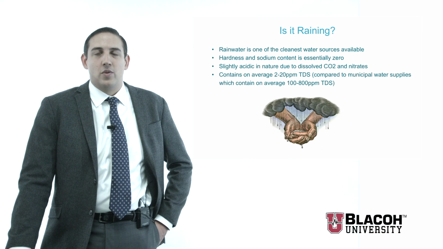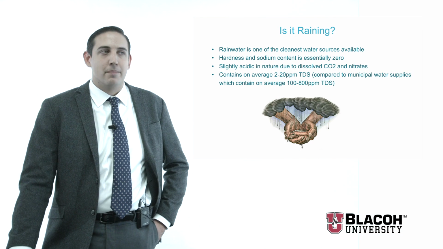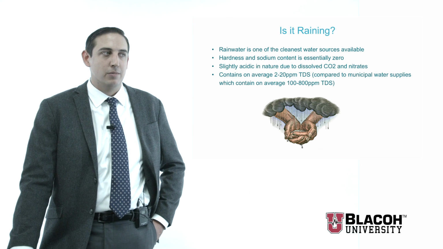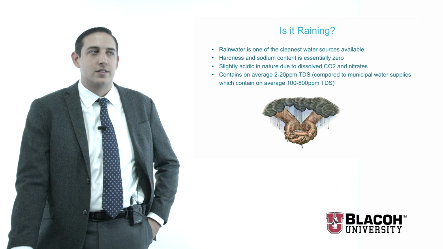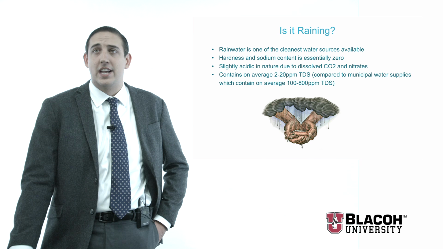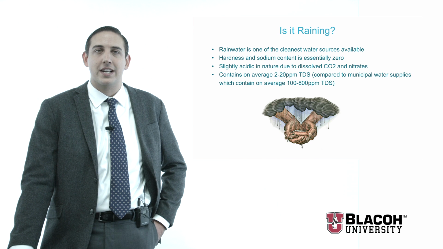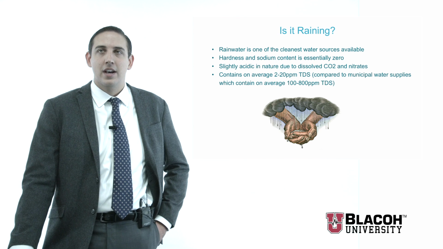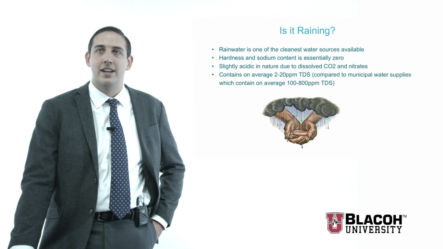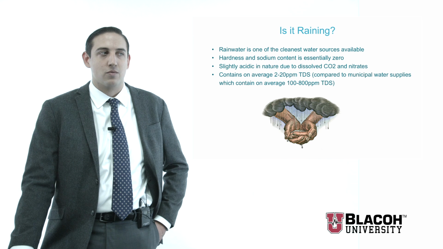So, what is rainwater? Most people really don't think about it, but in a scientific sense, rainwater is actually one of the cleanest sources of water available. Its hardness and sodium content is essentially zero. This is because it has no contact with the ground. There is no mineral content associated with it. It's not any kind of watershed. Rain that hits your hand is a very, very clean source of water.